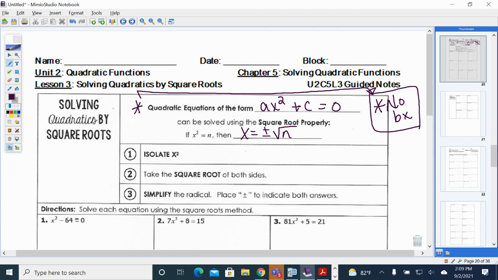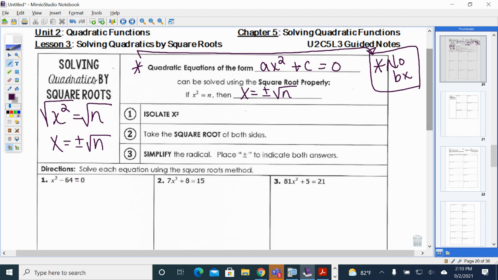The square root property basically means that if you've got x squared is equal to n, the opposite operation of squaring a number is square rooting the number. So when we square root both sides of an equation, we get x is equal to the square root of n. But because it's an equation, technically there is a positive root and a negative root. So let's go through here and I'll explain once we get through with an example.